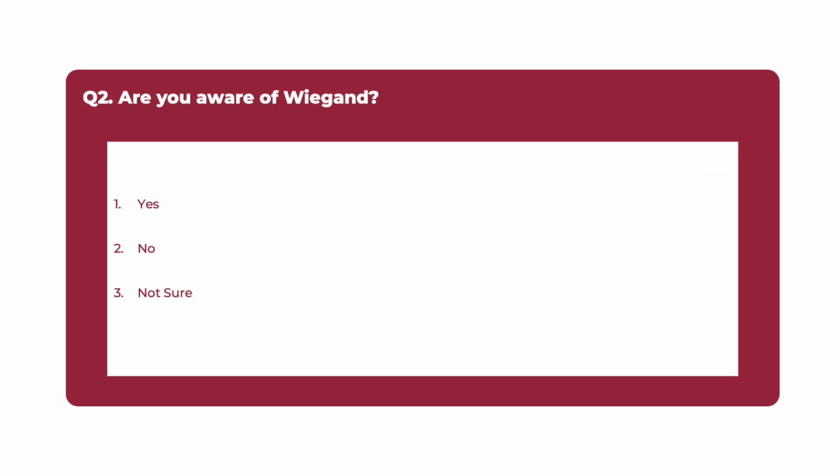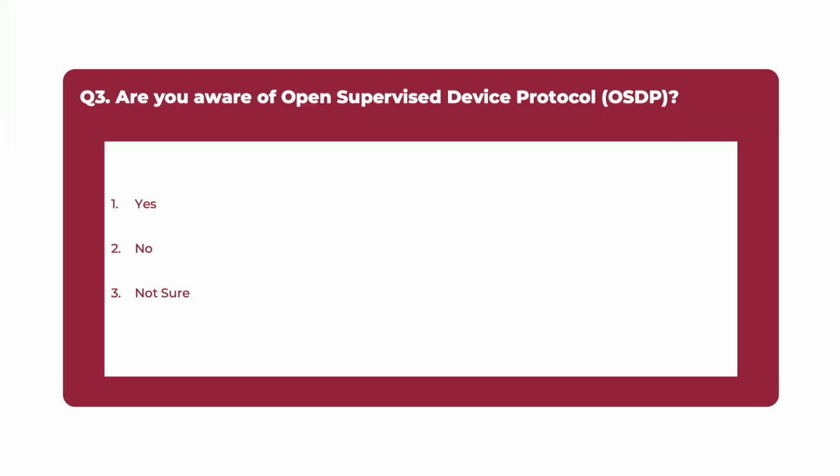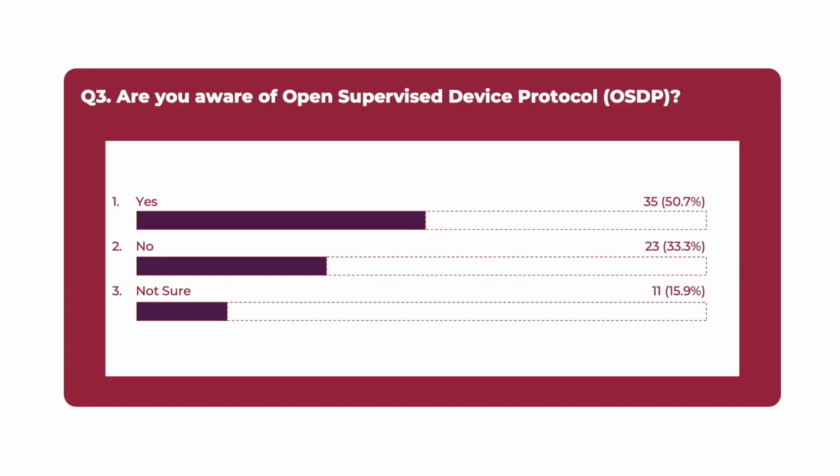Next, are you aware of Wiegand? As the result shows, most people know about Wiegand. Next, are you aware of OSDP? Very good. I'm glad that half of attendees understand OSDP. If you are not aware of OSDP, that's fine. Don't worry, this webinar also includes an explanation of OSDP.